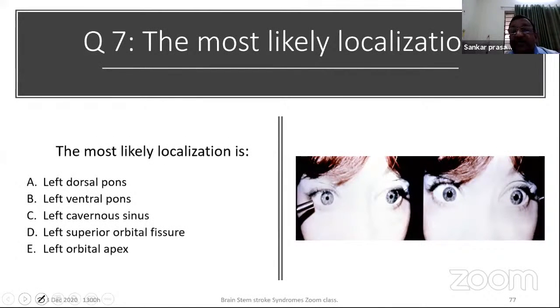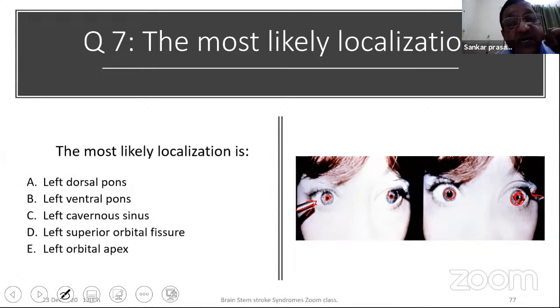the localization. Now you see, they are focusing light on this eye. This is the battery, and the pupil constricts here, and also constricts here, because as the light is focused there is pupillary constriction. Light is being focused on the left eye. This is dilated and this is also dilated. So what is this called? RAPD, the relative afferent pupillary defect. So whenever you see such a finding, the optic nerve is under threat.